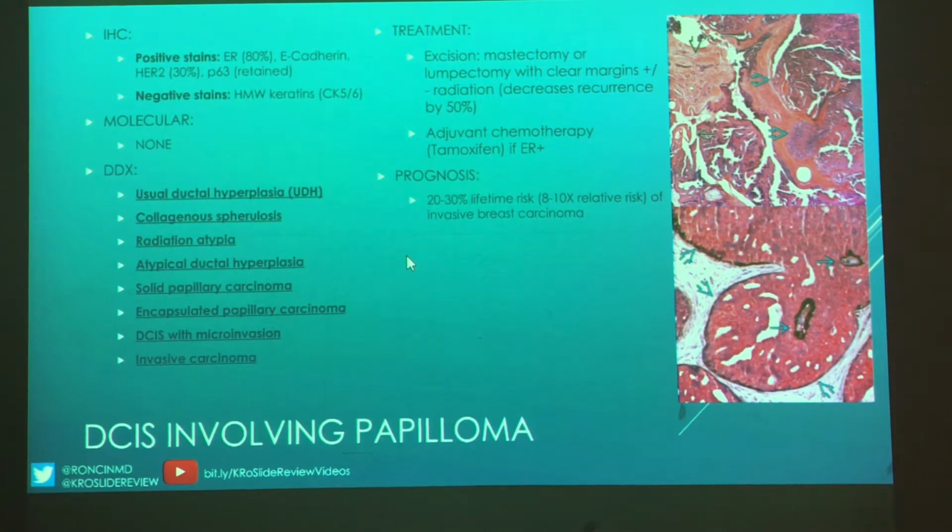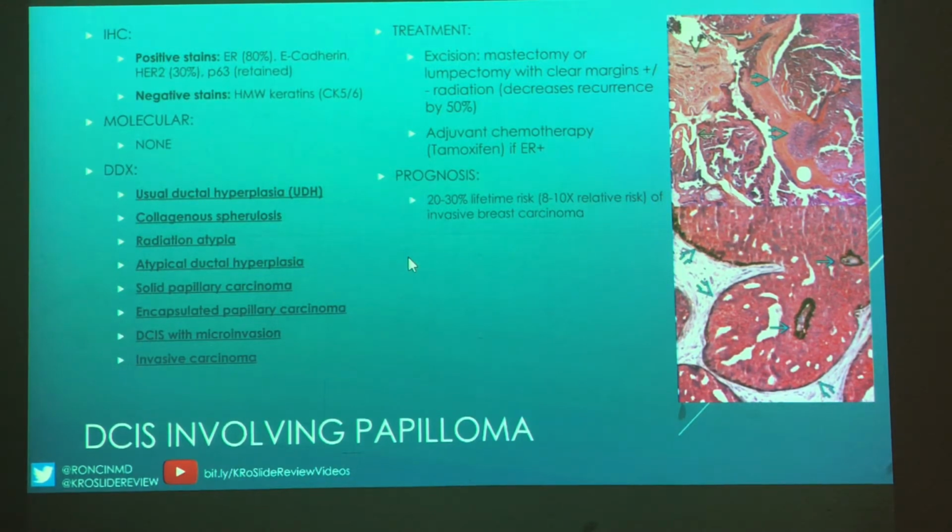Your E-cadherin is going to be maintained, and why? Because that helps you if you're thinking, is this DCIS or LCIS? Your p63 obviously is going to be retained because this is an in situ carcinoma. And molecular, I put none there, but realistically you're probably going to have your low grade phenotype, so your 1q and 16q.